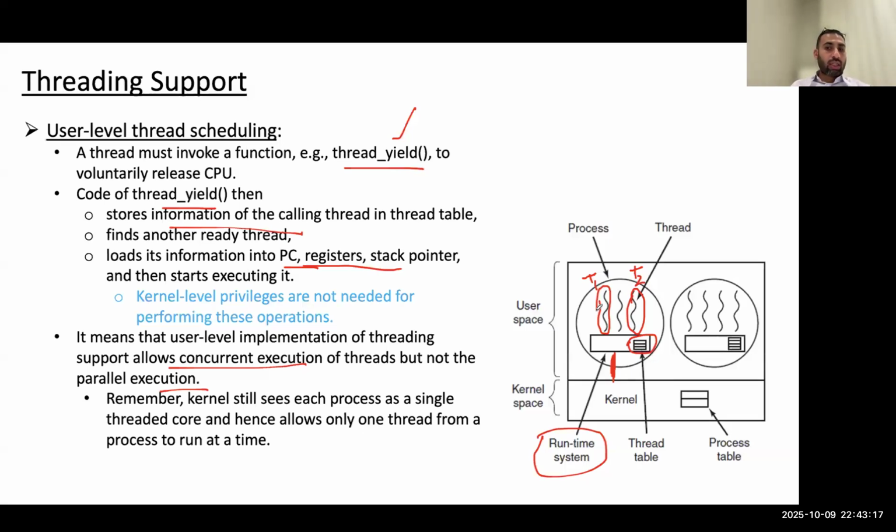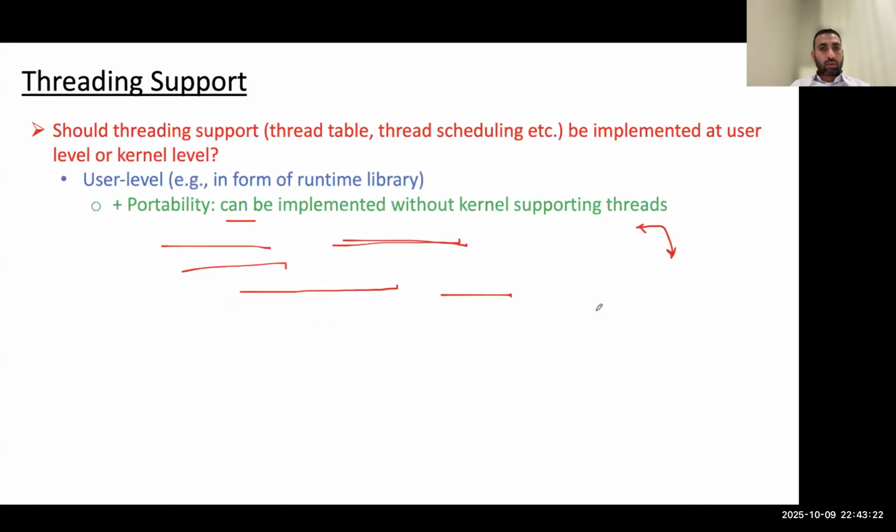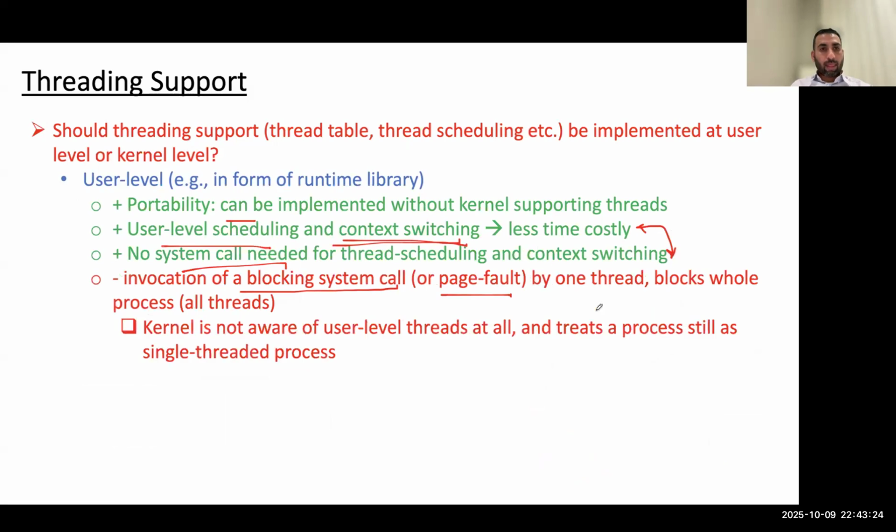They will also not be able to continue their execution. If you have a question at any time point, please go and ask me, okay? So again, this is the reason why all other threads are blocked: the kernel is not aware of user level threads at all, and treats the process still as a single-threaded process.